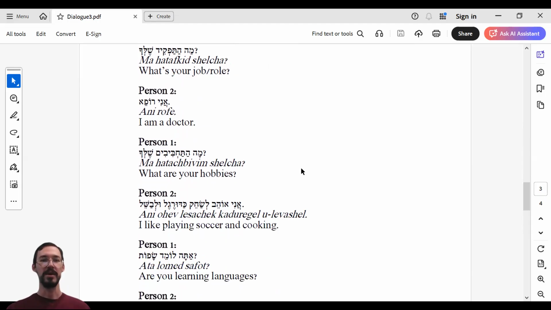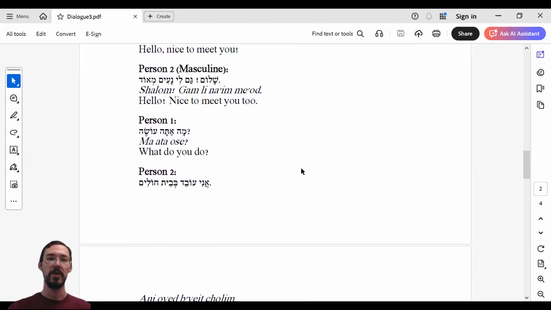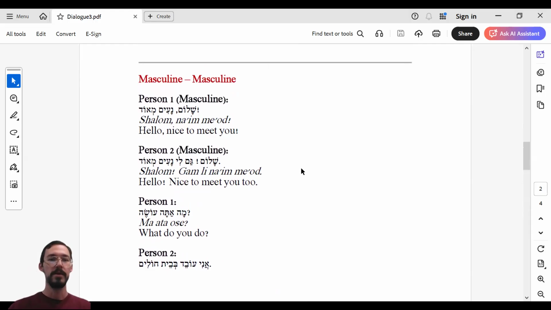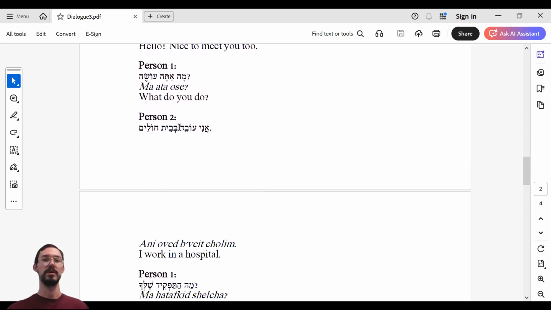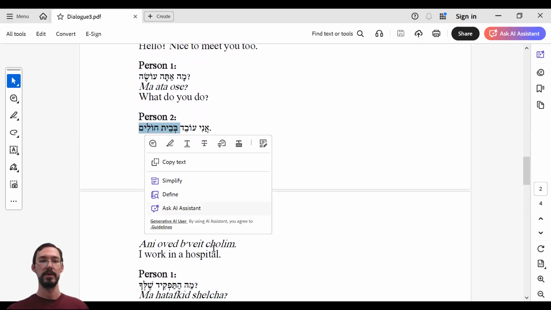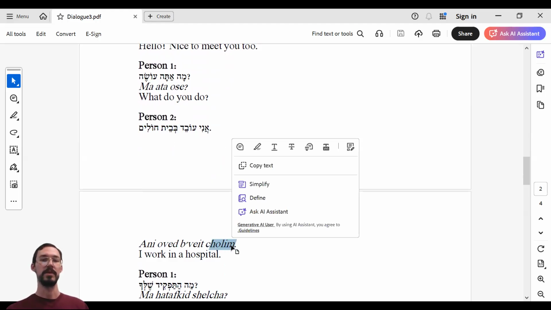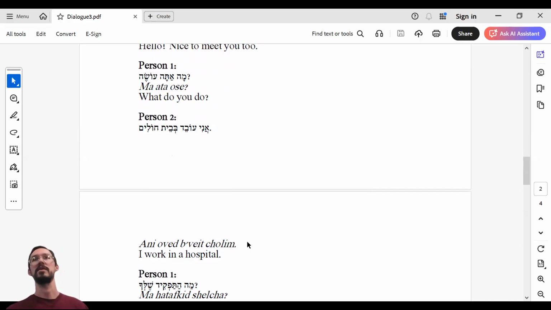So just try and say it over and over again until it becomes a little bit of second nature. Bet Cholim, the use of the chet can be challenging. Bet Cholim. And where was that word? Here, person 2. Bet Cholim, the hospital. Basically, literally, this is the house of the sick.